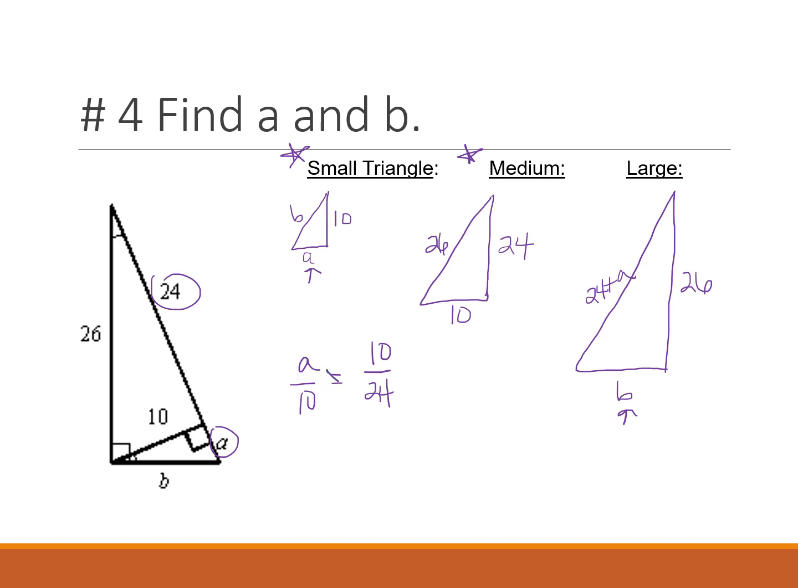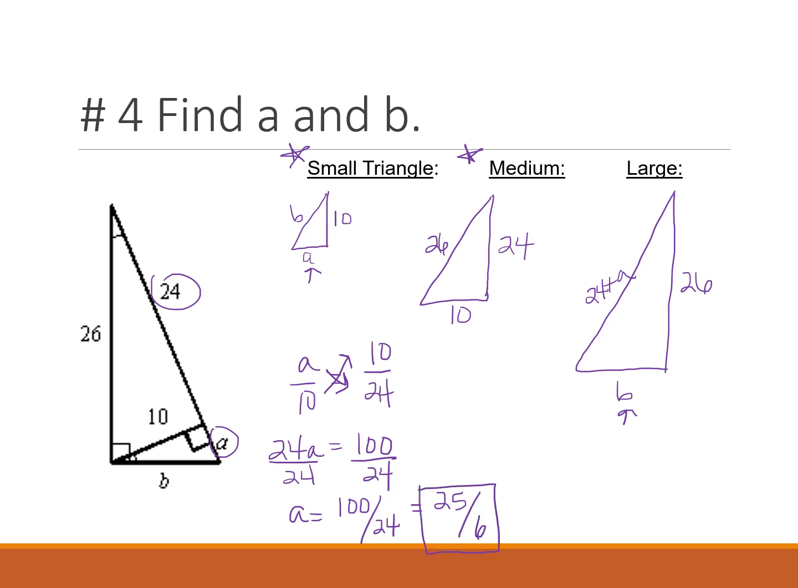If I cross multiply this one, I get 24A equals 100. To solve for A, I would divide both sides by 24. A is going to equal 100 over 24. But this isn't my simplest form. If I were to simplify, I could take a 4 out of both of them. A 4 out of 100 gives me 25, and a 4 out of 24 gives me 6. So A would be the value 25 over 6.